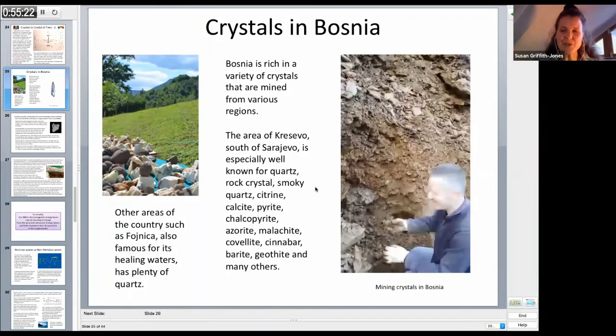That's right. Actually, he was talking in Bosnian, so you wouldn't probably understand. But the point of that video is really to show you that he's picking out quartz crystals just like they're stones from the mountain. I mean, it's just so much availability there.